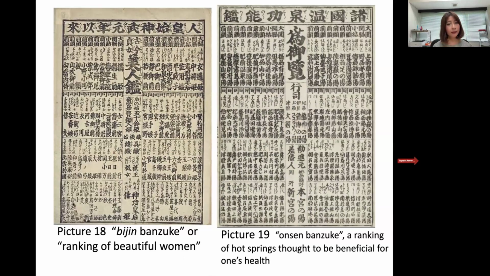Picture 19. A hint. Picture 18 on the left is a Bijin Banzuke, or ranking of beautiful women. And what is the other one, 19? The hint is that it is found in various places throughout Japan, and most Japanese people love it. Some people even travel to enjoy this.